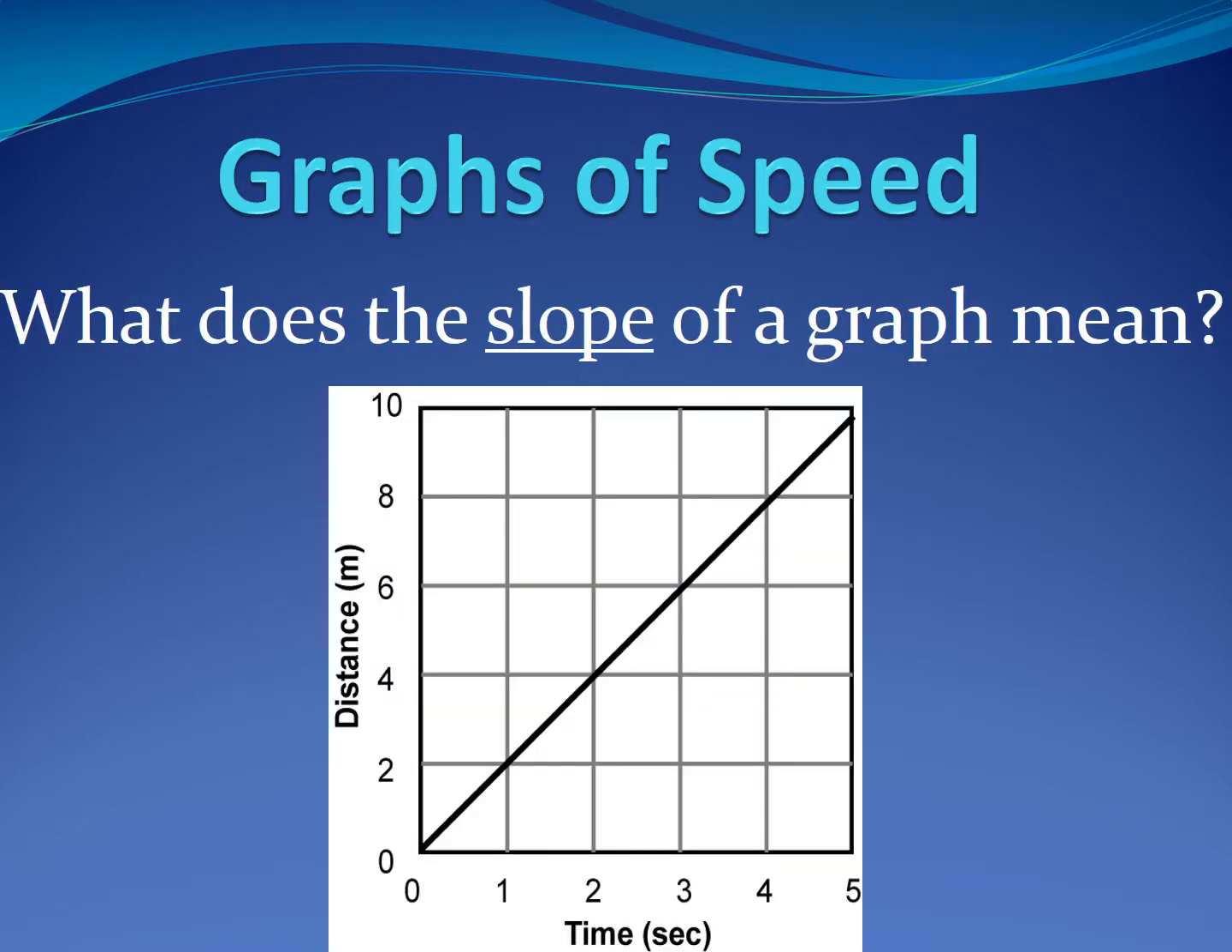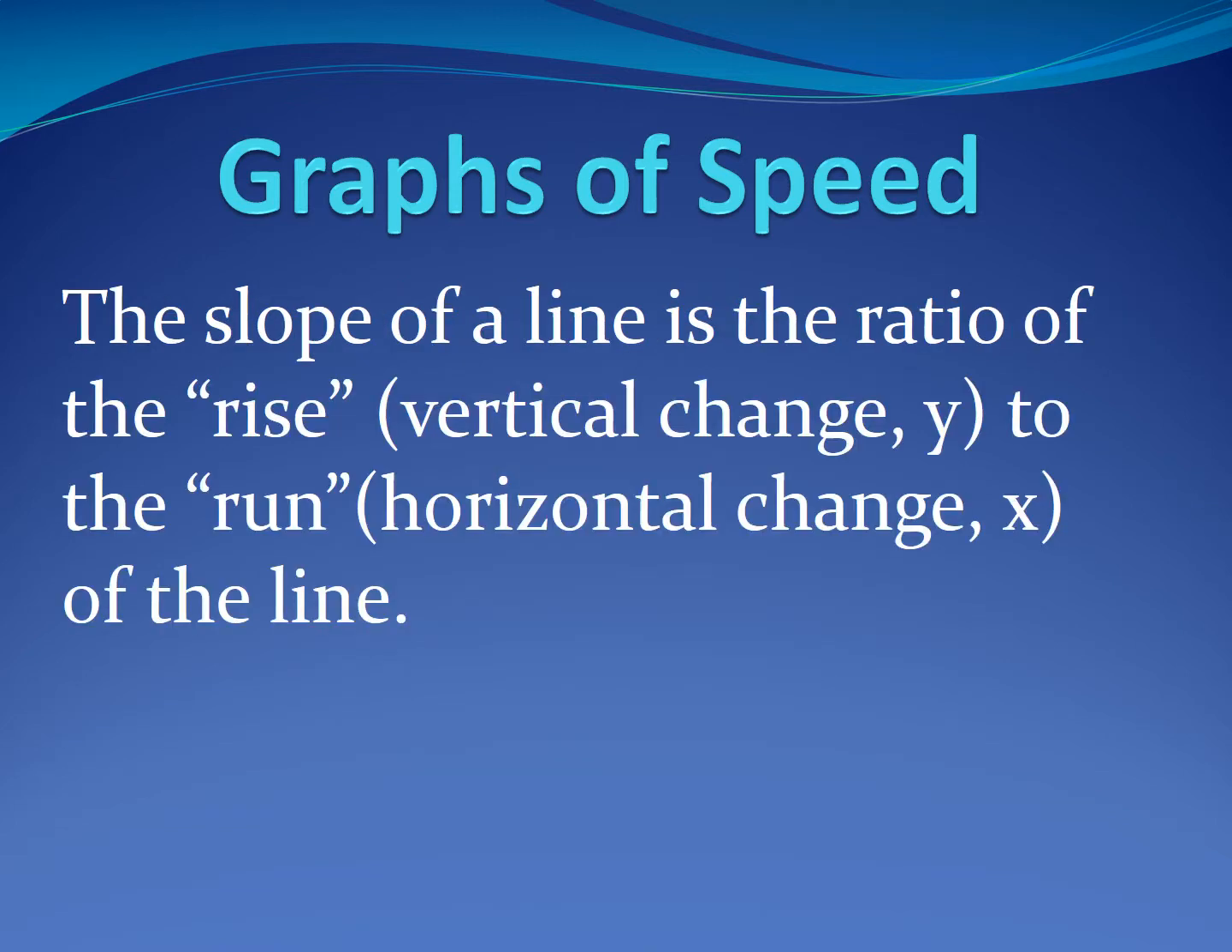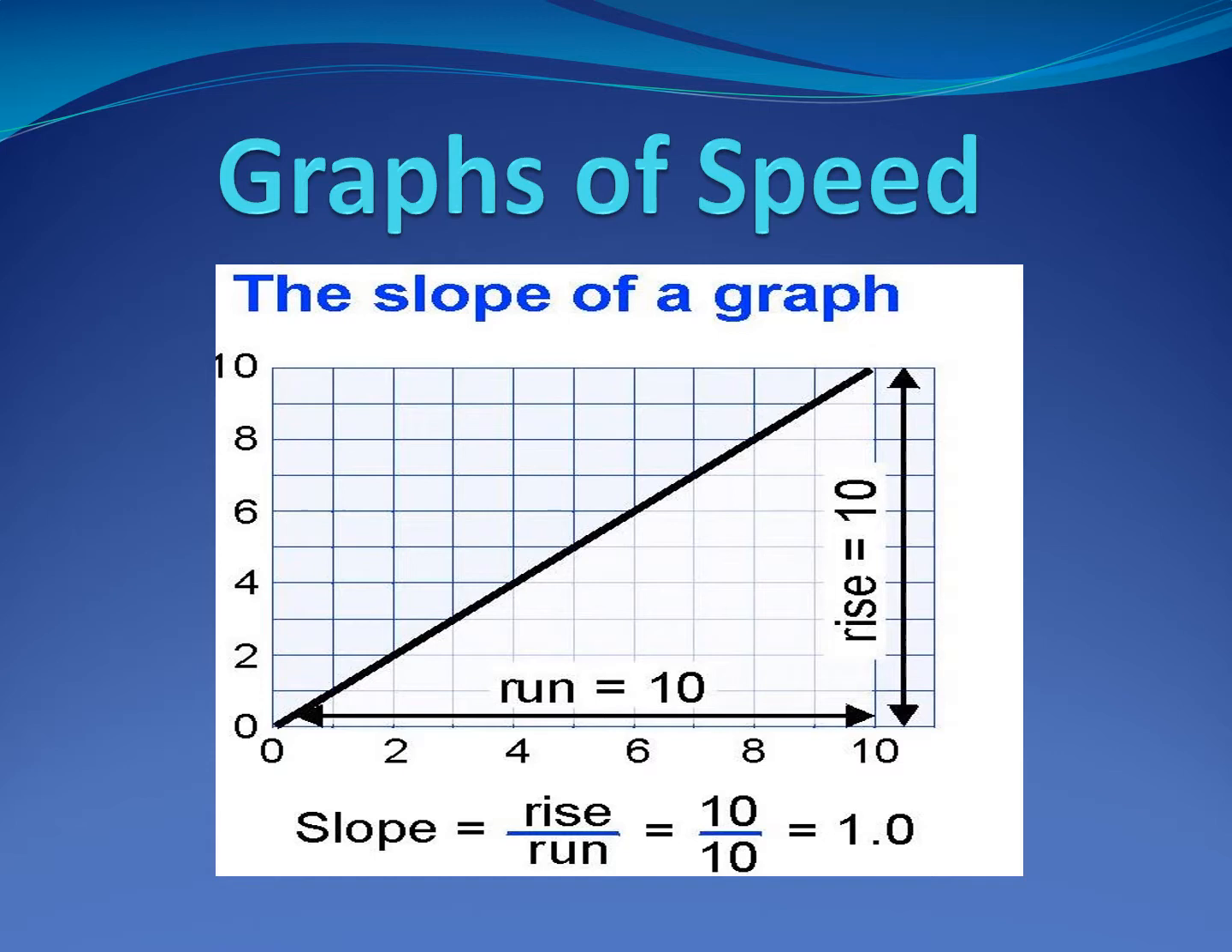So what does the slope of the graph really mean? In order to find slope, and this is a review of what you might have seen in algebra, it is the ratio of rise over run, or the vertical change on your y-axis to your horizontal change on the x-axis. For example, in this graph, our vertical change, or our rise, is 10. And our run is also 10. So rise divided by run, or 10 divided by 10, is 1. So our slope here is 1.